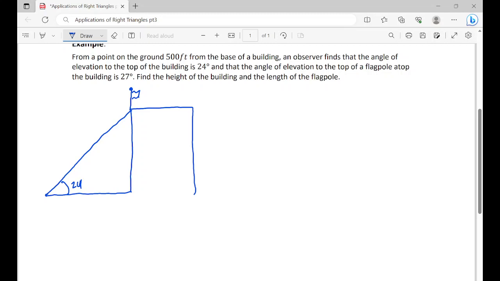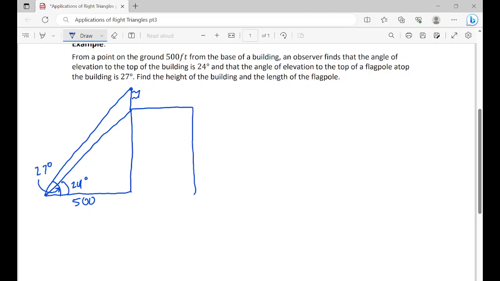But from the same position, looking to the top of the flagpole, the entire angle here is 27 degrees. So this one right here. And we know that from where you're standing to the building, it is 500 feet. So how can we find the height of the building and the length of the flagpole?